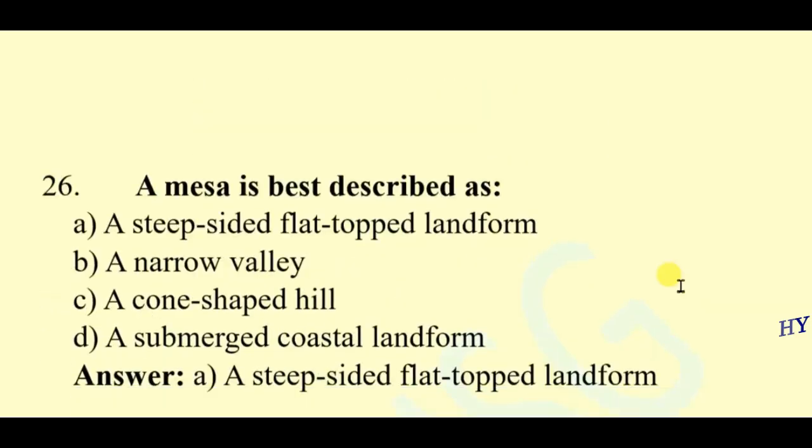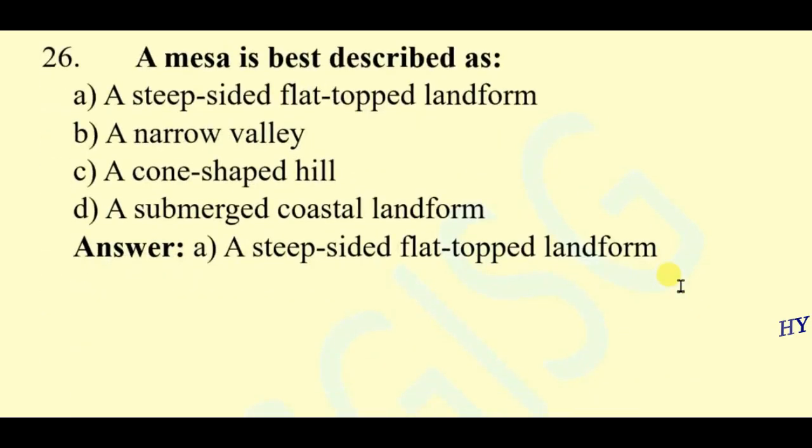Landforms and relief features. A mesa is best described as a steep-sided, flat-topped landform, a narrow valley, a cone-shaped hill, a submerged coastal landform. So the right answer will be a steep-sided, flat-topped landform.